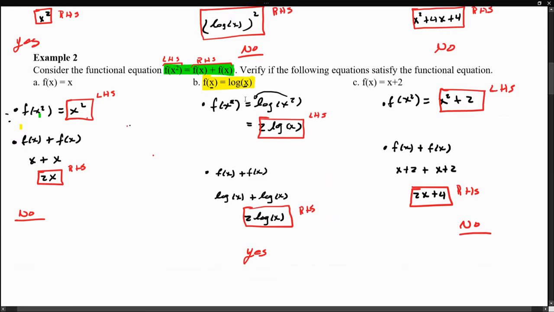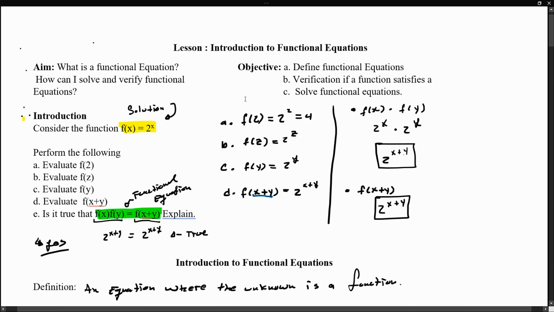And with this, we have concluded our lesson for functional equations.